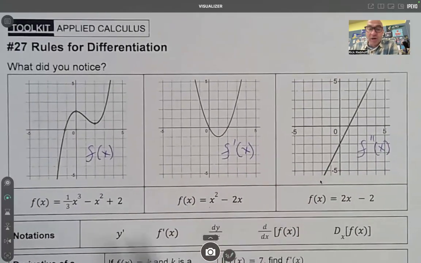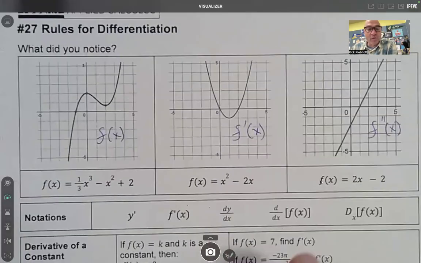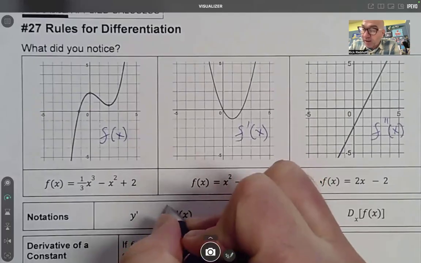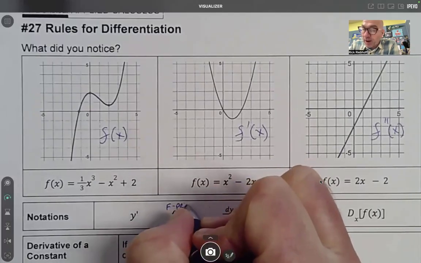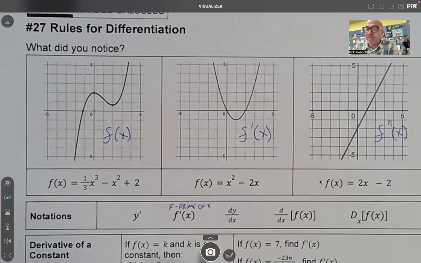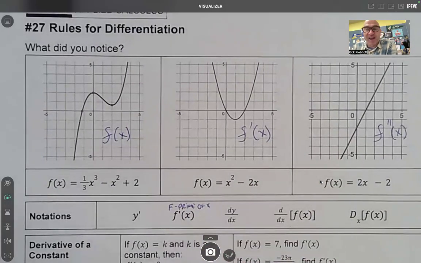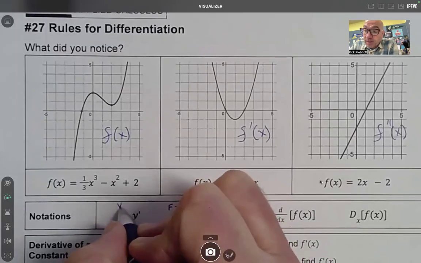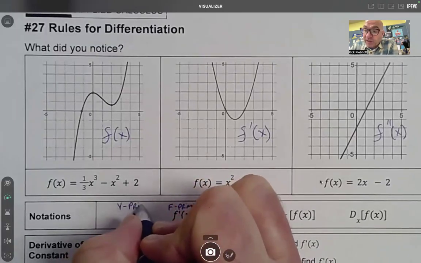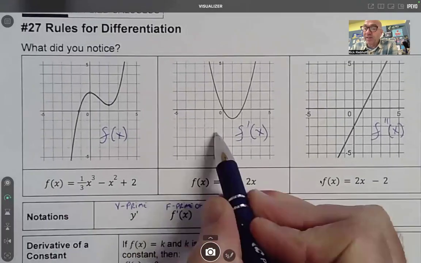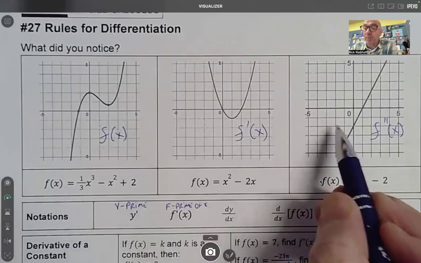So we have different notations for finding the derivative. So far, we've used this one. We call this one f prime of x. And we can have f prime of y, we can have f prime of a, we can have different things in there. But that's the most common. We can have y prime. We know that y is a replacement for f of x. So if I said y equals this, this could be y prime. This could be y double prime.